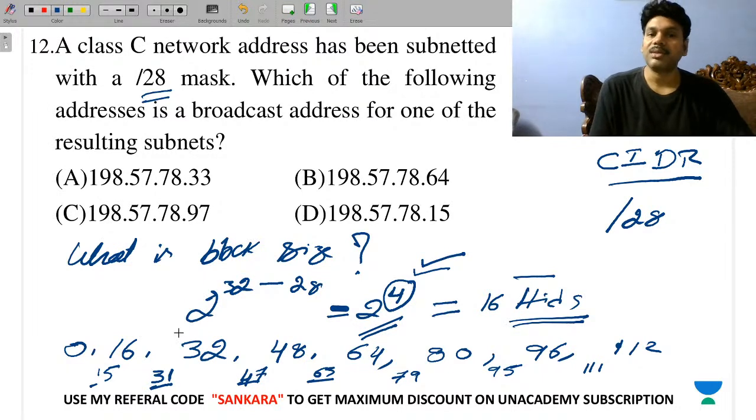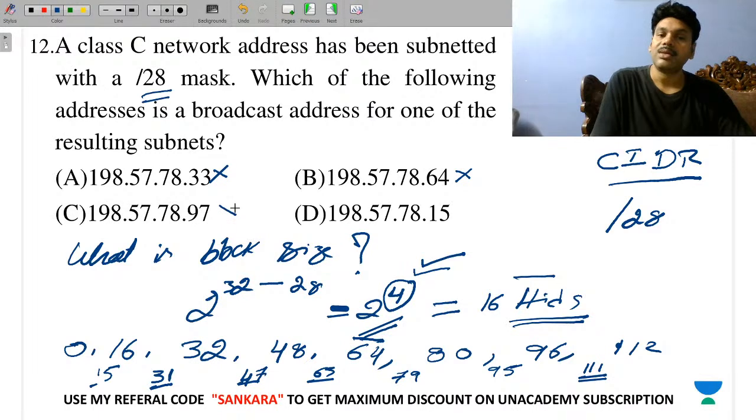Please understand carefully. Which of the following is the resultant subnet broadcast address? 64 is not a broadcast address because it is a subnet ID. Please understand, it is your subnet ID. 97 is also not a broadcast because 96's broadcast is 111, so it is also wrong. And 15, yes, it is the broadcast address of your first network. And I can confirm that it's fine.